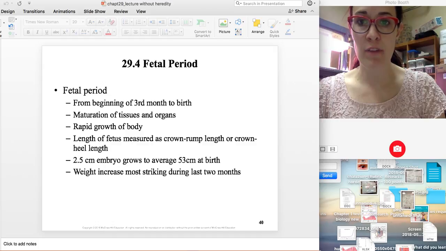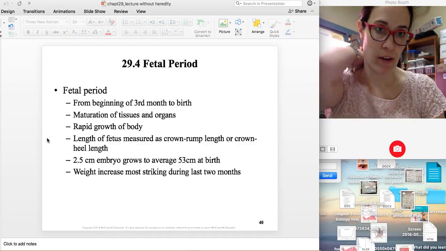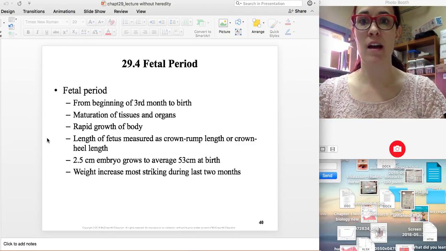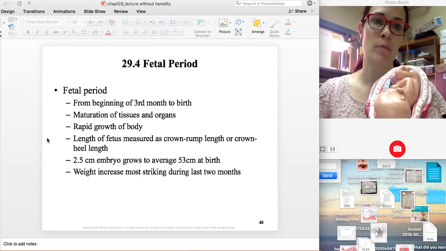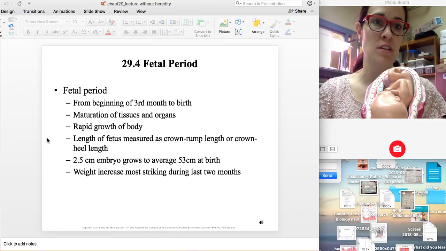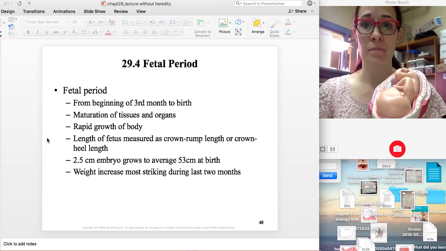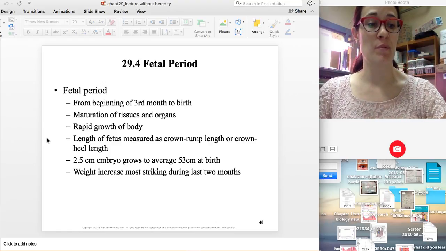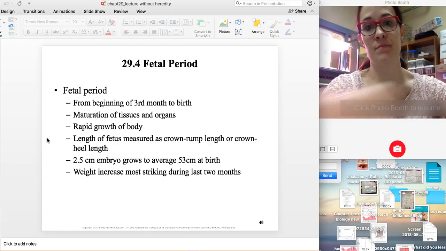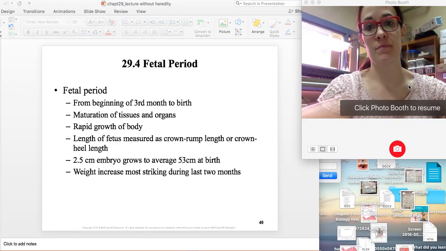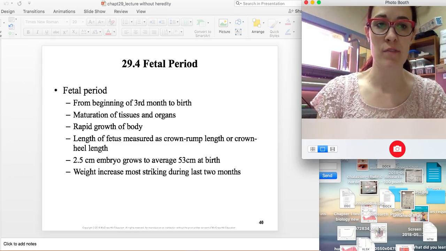So the fetal period is from the beginning of the 3rd month into birth. Right after the embryonic period, we're going to have maturation of the tissues and organs, because everything is pretty much there in the embryo at the end of the embryo stage, but things need to get bigger and more mature. So there's going to be rapid growth. For example, at the end of the embryo stage, it's 2.5 centimeters, and at birth it's 53 centimeters, so quite a bit of growth. And then especially there's a lot of weight gain in the last few months.